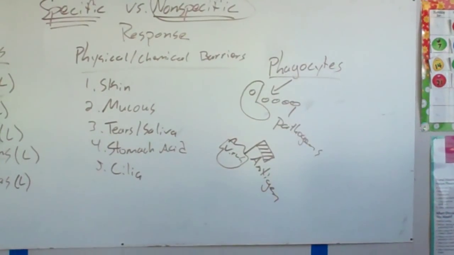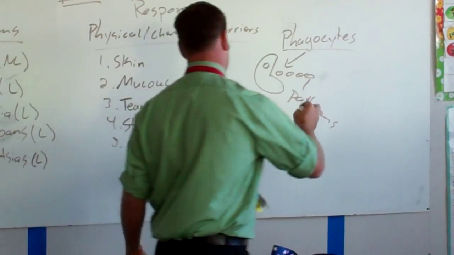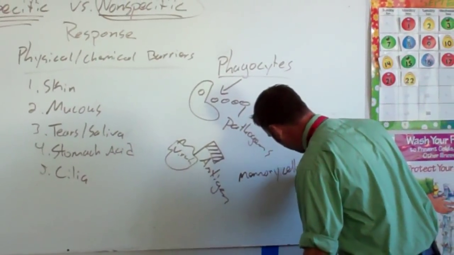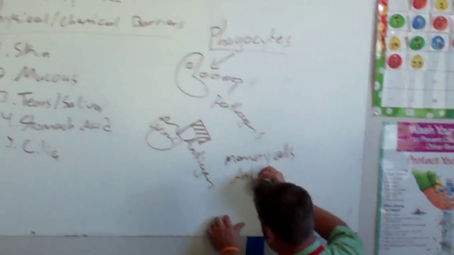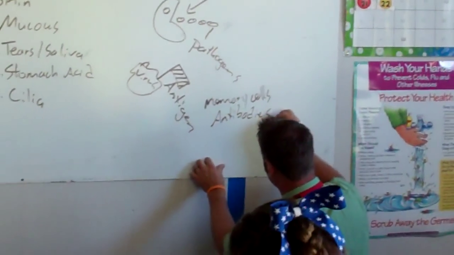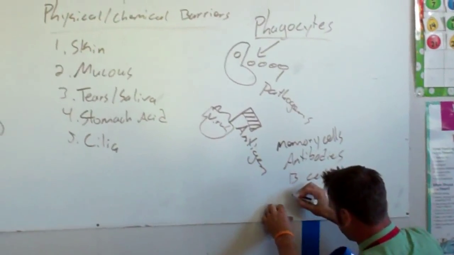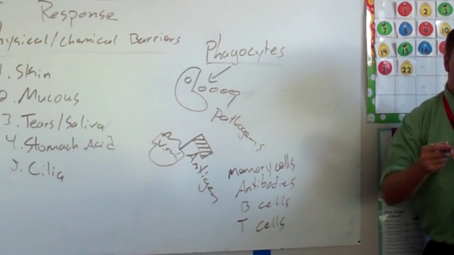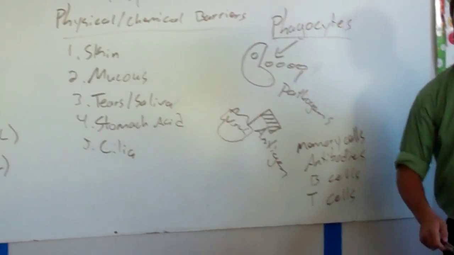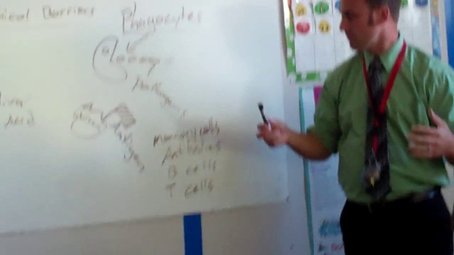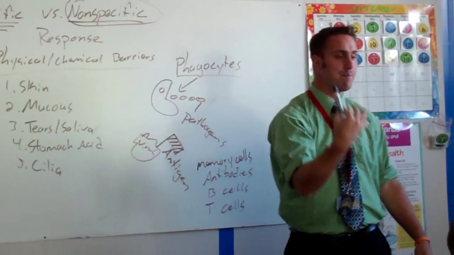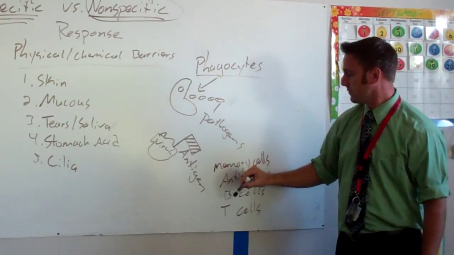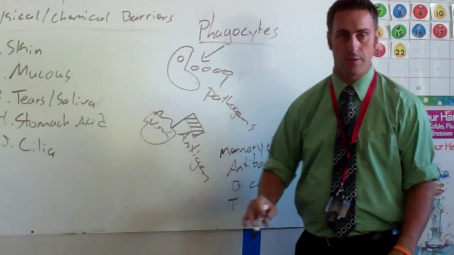Okay, and then your body's going to have defenses. So some terms like memory cells, antibodies, B cells, T cells. Okay? So when your body fights off certain pathogens to build up resistance to them, it keeps a piece of the antigen, remembers it, develops memory cells. These are all specific defenses, because these change from pathogen to pathogen.